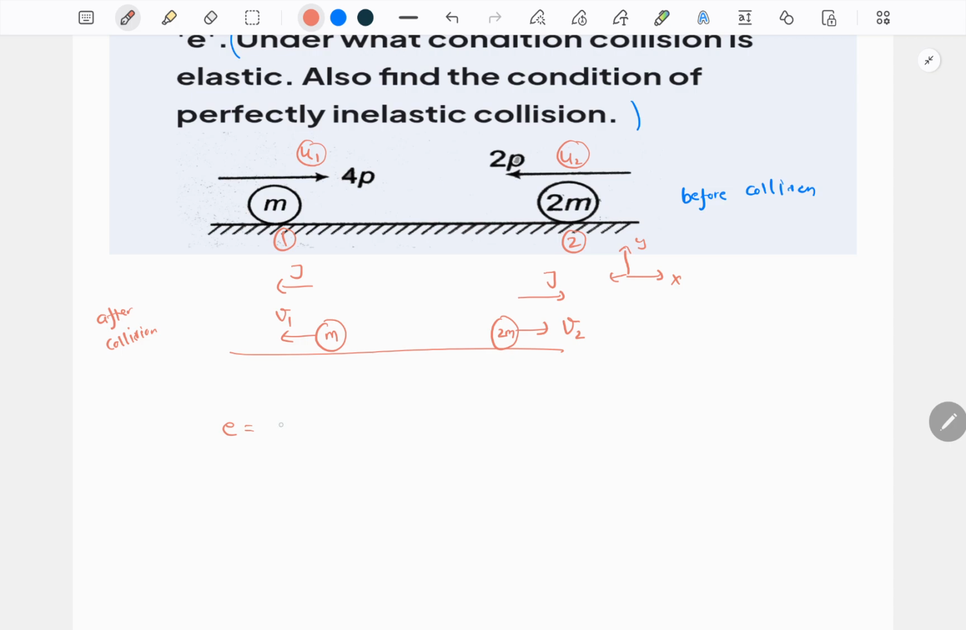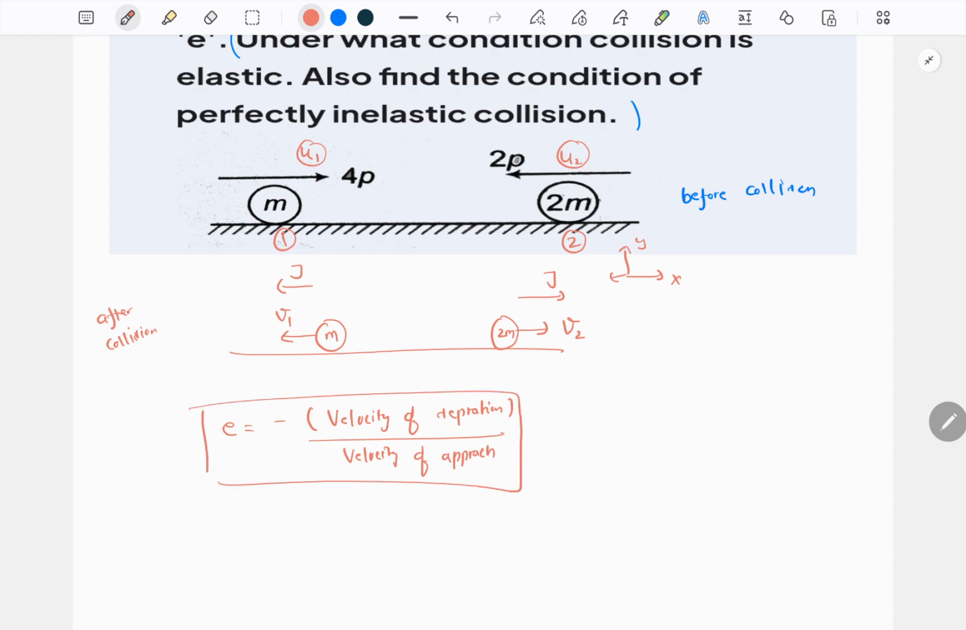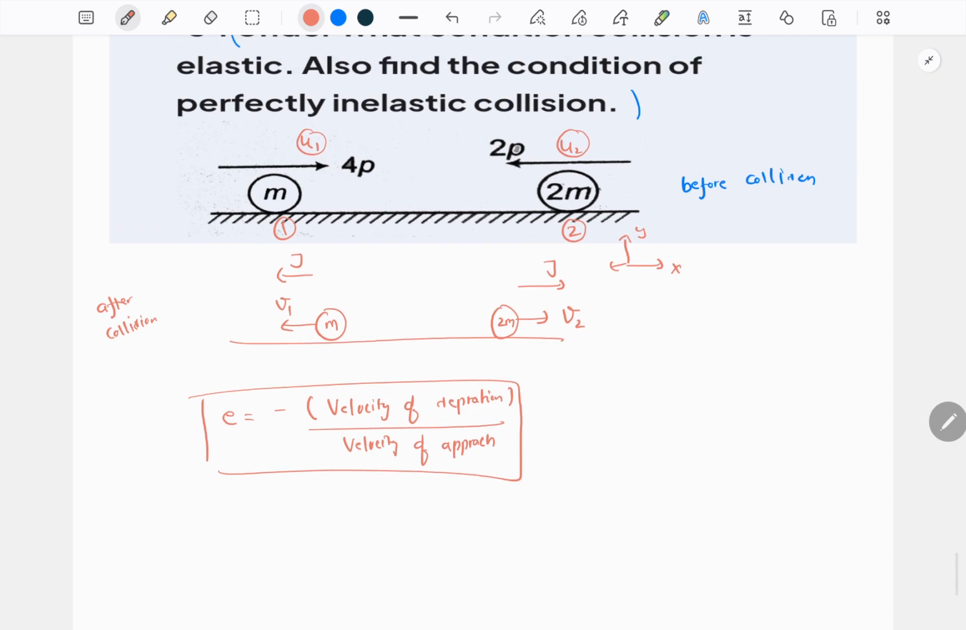So what is the coefficient of restitution? First tell me. It is the velocity of separation divided by the velocity of approach. This is our coefficient of restitution that we have to find in terms of j and p. So I'll consider the first particle, particle 1, meaning the m mass particle.